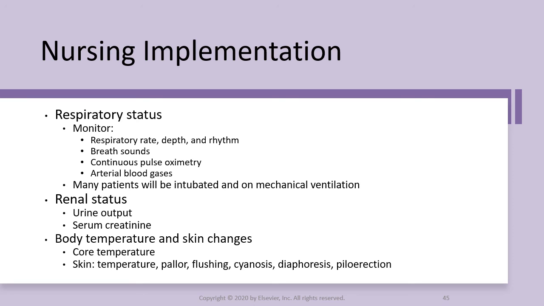We want to take their temperature about every 4 hours if normal. In the presence of a high or subnormal temperature, obtain hourly core temperatures, which can be done via a urinary, esophageal, or a PA catheter. Use light covers and control the room temperature to keep the patient comfortable.